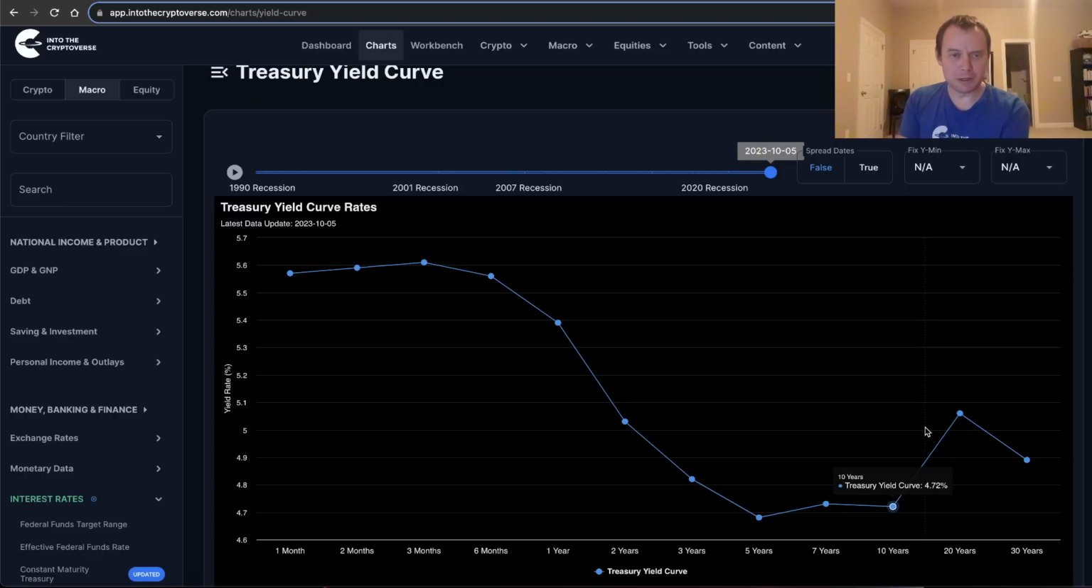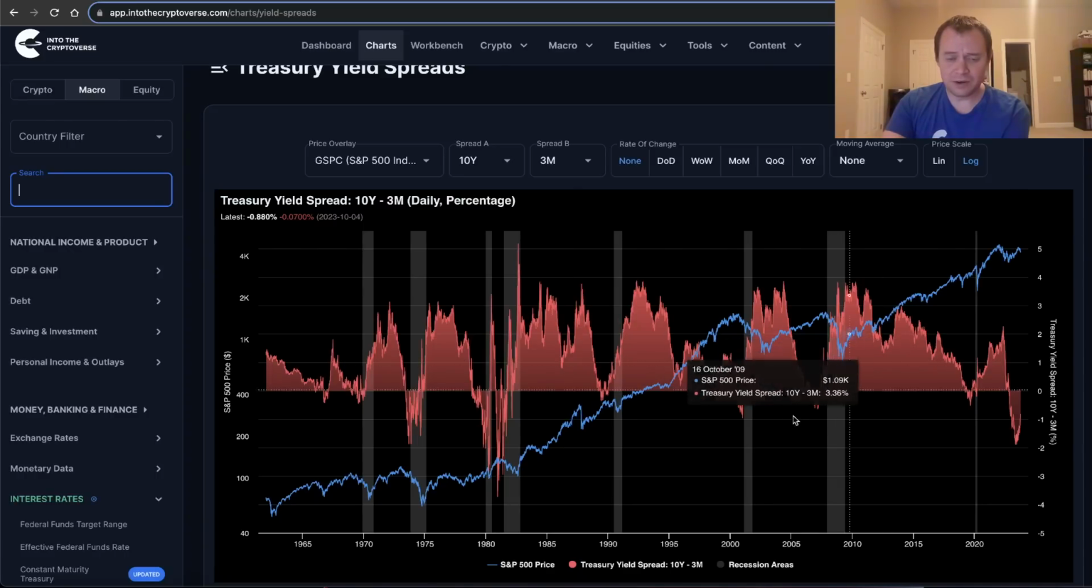A bull steepener would occur if at some point later on, the short end of the curve goes down, leading to the uninversion process. And the reason it would be called a bull steepener is because lower interest rates would imply that it's more so bullish for the economy long-term, even if the stock market disagrees in the short term, okay? So that, I think, is an important nuance to what's going on right now with the yield curve. I would like to point out a few different things here.